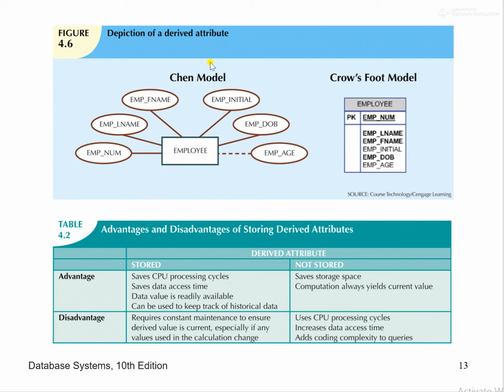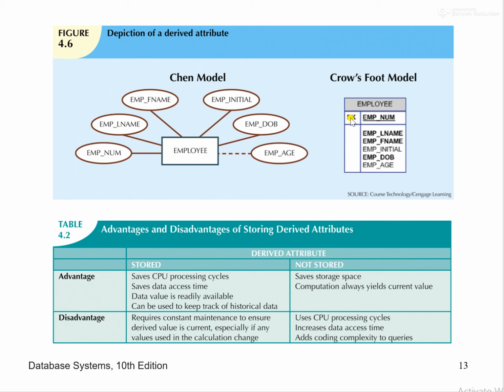In Chen notation model, we represent the derived attribute by a dashed line. Like here, employee age is a derived attribute. And how can we represent that this is a derived attribute? We connect it with the entity through a dashed line. But in Crow's Foot notation, there is no particular way to represent a derived attribute.